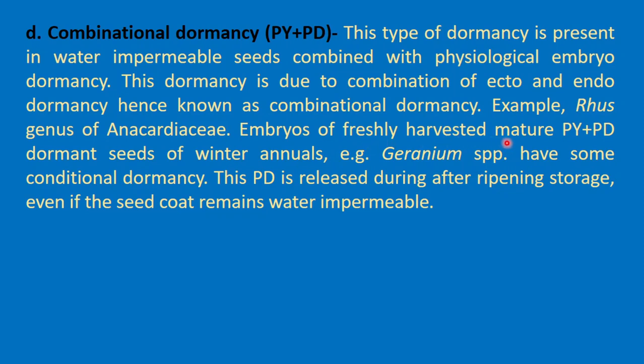Embryos of freshly harvested mature PY plus PD dormant seeds of winter annuals, for example Geranium species, have some conditional dormancy. So this PD is released during after-ripening storage, even if the seed coat remains water impermeable. So this particular dormancy is known as combinational dormancy. So this is the combination of both physiological dormancy and physical dormancy. Both factors are responsible for the dormancy, and it can be seen in plants like Geranium species.